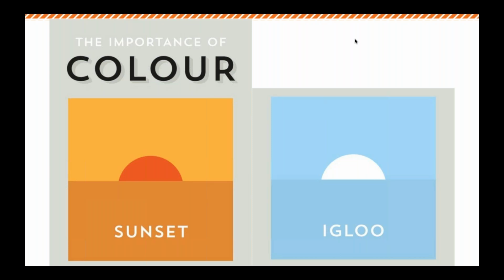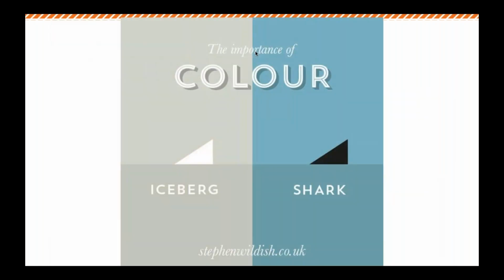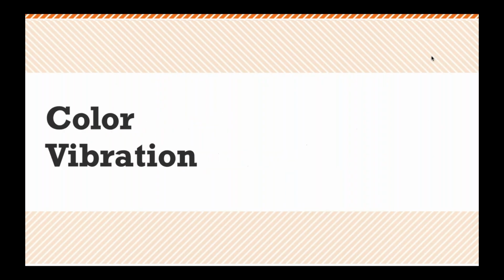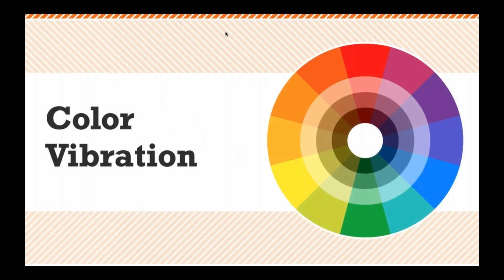The colors that work well together and colors that also work well with what you're talking about. So it can be the difference between a sunset or an igloo, the difference between an iceberg and a shark, the difference between the moon and the Death Star. Color matters. So you want to be very careful with the colors that you use and how much of those colors that you use. Red, for example.